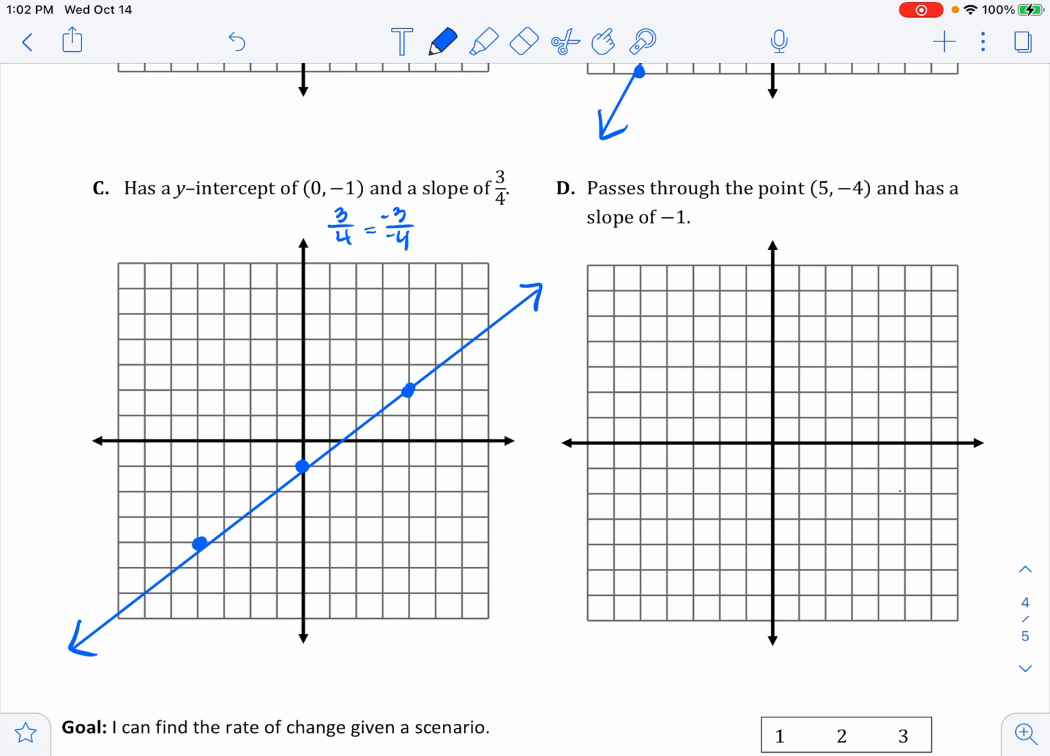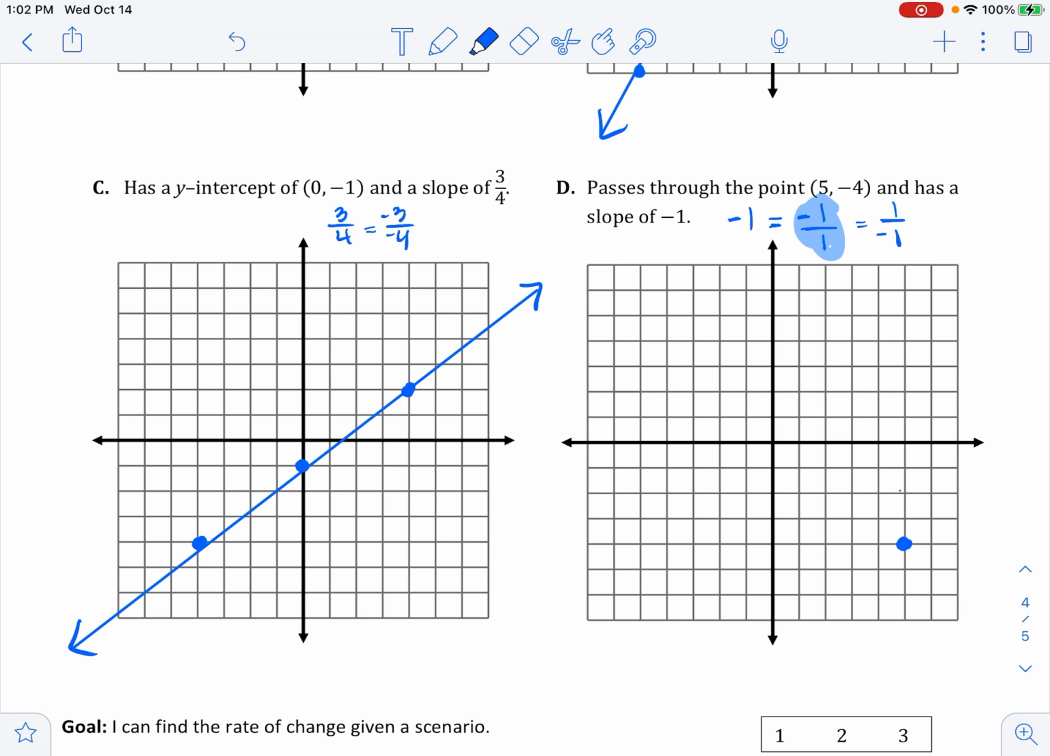Okay, and then this one right here, 5, negative 4. 1, 2, 3, 4, 5. 1, 2, 3, 4. Okay, and then my slope is negative 1. So I have to realize that I could always take a number and put it over 1, right, to make it still equivalent to its original. And I could also say that that's the same thing as 1 over negative 1. All three of those things are the same thing. Okay, they all simplify to negative 1.